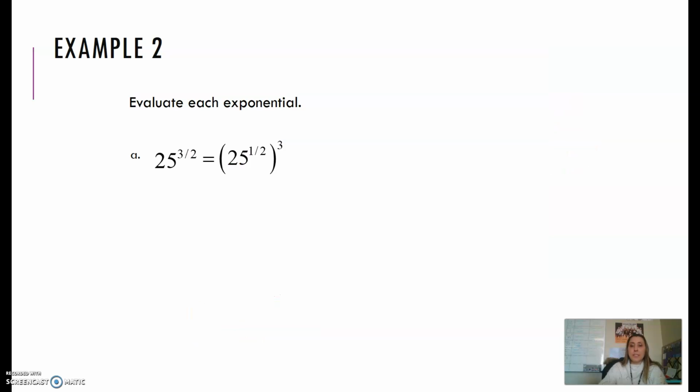All right, so we're going to do some examples. So make sure you get this in your notes. So 25 to the 3/2 is going to be rewritten as 25 to the 1/2 to the 3rd power, which is just the square root of 25 to the 3rd power. And the square root of 25 is 5. So now we have 5 on the inside. We're going to have 5 cubed. 5 cubed is 125.